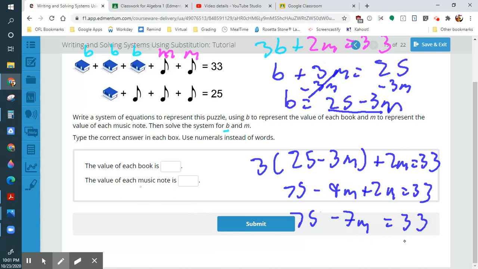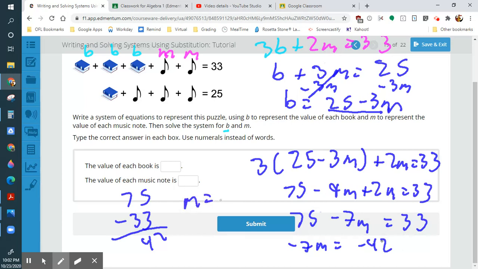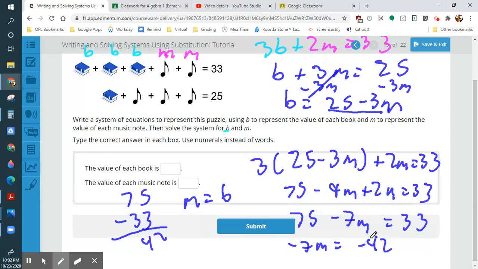a weird fraction. So if I do 75 take away 33, I know it's technically 33 take away 75, but I'm just doing it this way because the math just feels better when you do it. A big number is positive and the little number is negative. So here we get 2 and 4. So we end up getting negative 7M equals negative 42. We're going to divide by negative 7. So if we did that in a calculator, I already know it, but you guys can always use a calculator. We're going to get M is equal to 6.